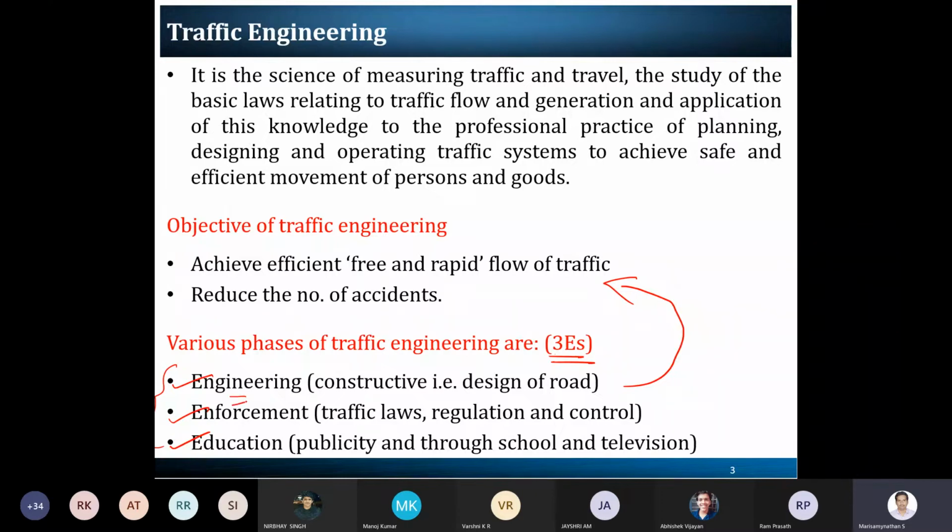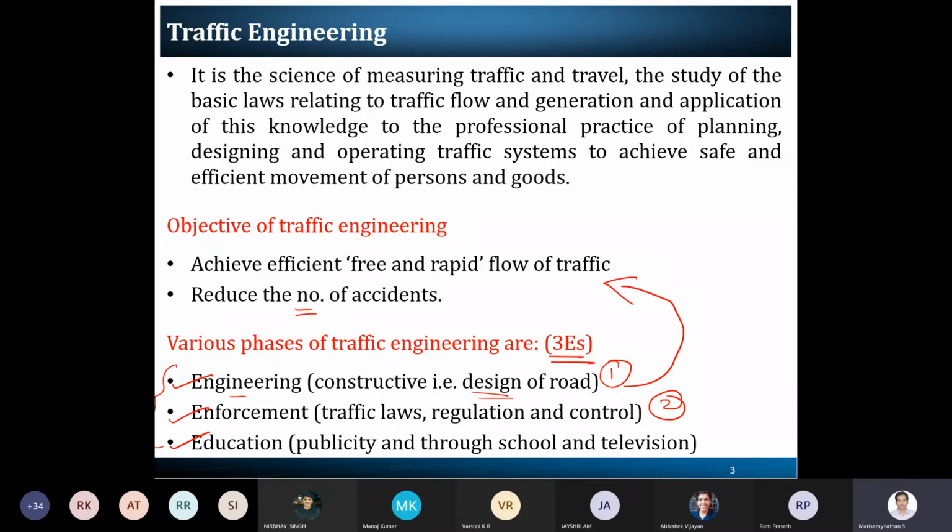The first one is engineering, where we design the proper road with the proper facilities, and the maintenance is supposed to happen in the proper way. The second E is enforcement, how the government has given laws, rules and regulations. For example, if you are not wearing the helmet, what will be the penalty? If you are not wearing the seat belt, what is the penalty? How strictly the enforcement is followed to reduce the number of accidents.